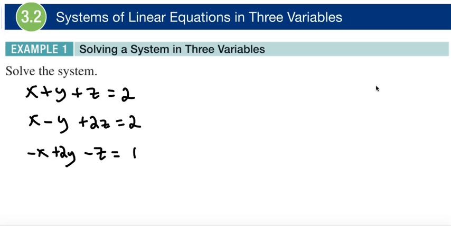Section 3.2, example number 1. We are solving a system in 3 variables now. As in 3.1, we were in 2 variables. So now we introduced the z, which now is our third dimension.